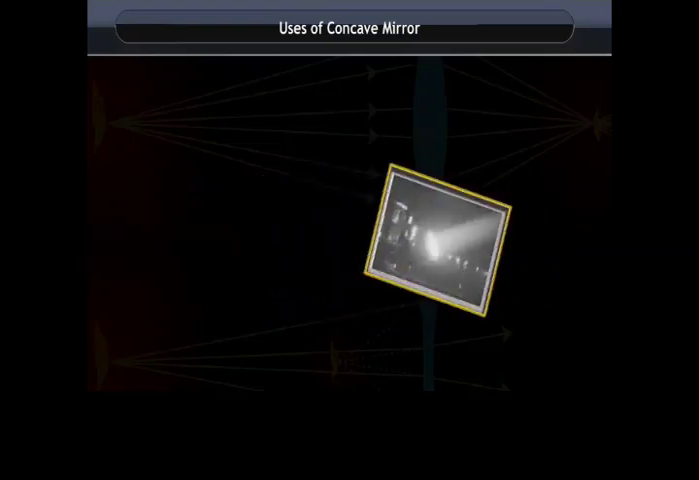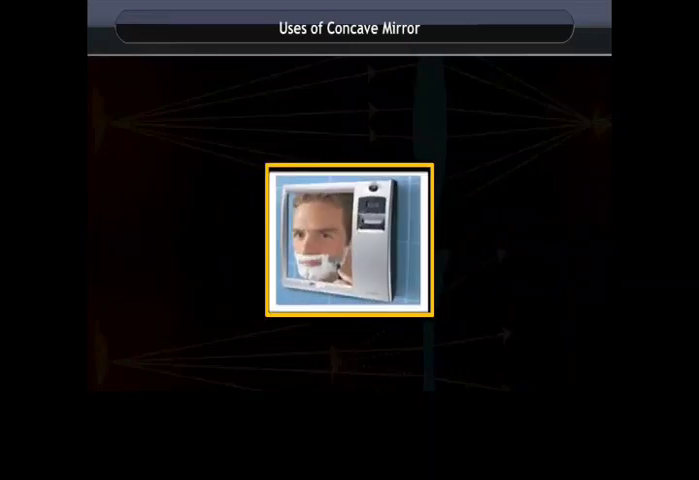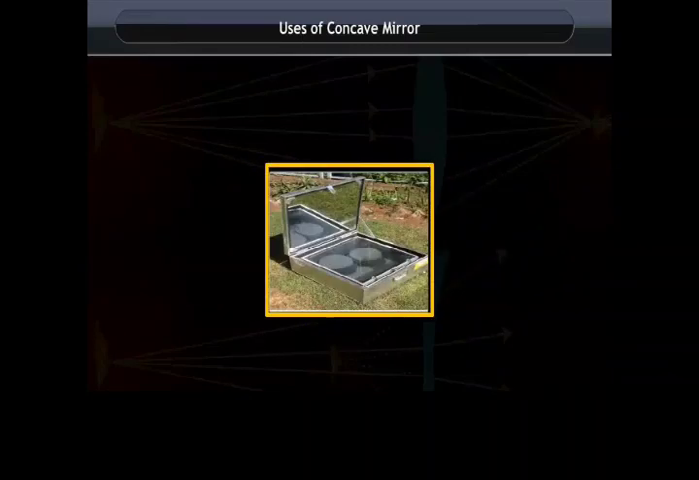Uses of concave mirrors. Concave mirrors are used in torches, searchlights, and headlights of vehicles to get parallel beams of light. They are also used as shaving mirrors to see larger image of the face. They are used by dentists to see larger images of the teeth. Large concave mirrors are used to concentrate sunlight to produce heat in the solar furnaces.